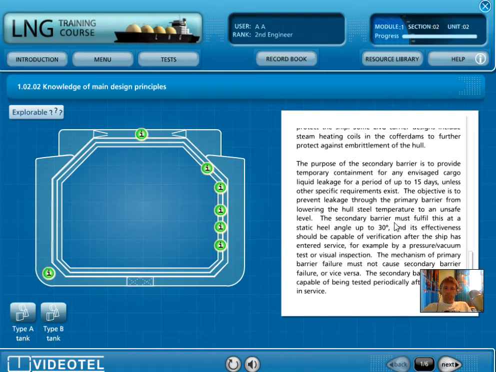The secondary barrier must fulfill this at a static heel angle up to 30 degrees, and its effectiveness should be capable of verification after the ship has entered service, for example by a pressure vacuum test or visual inspection. The mechanism of primary barrier failure must not cause secondary barrier failure or vice versa. The secondary barrier must be capable of being tested periodically after the ship is in service.